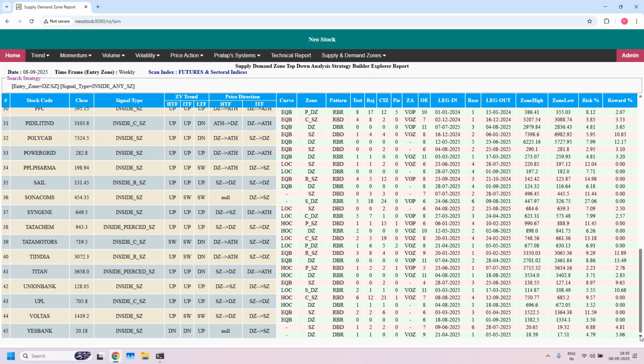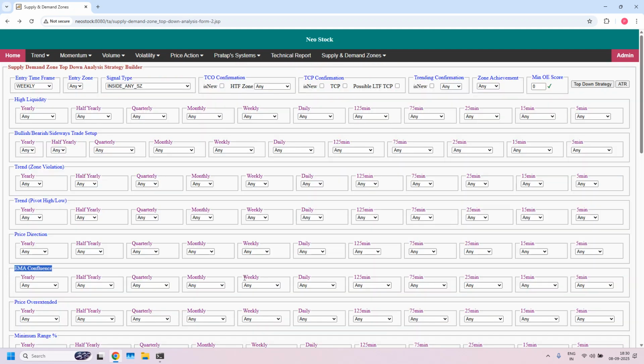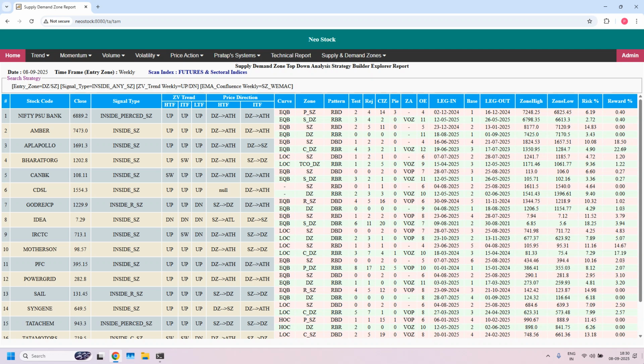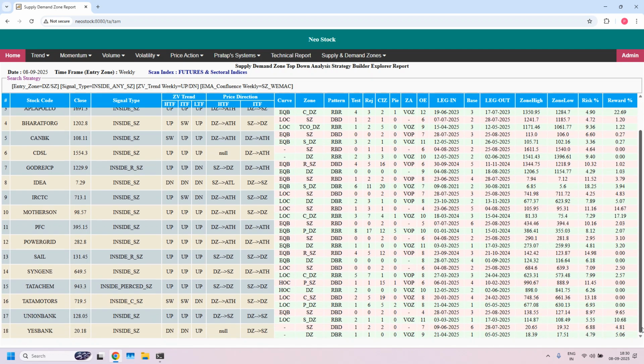Let's further filter based on weekly supply zone having weekly EMA confluence. And also trend on the weekly should not be sideways. Now the list is reduced. First 15 stocks in the list. I'm scrolling the list down. Total 18 stocks are filtered. So this is about weekly time frame.